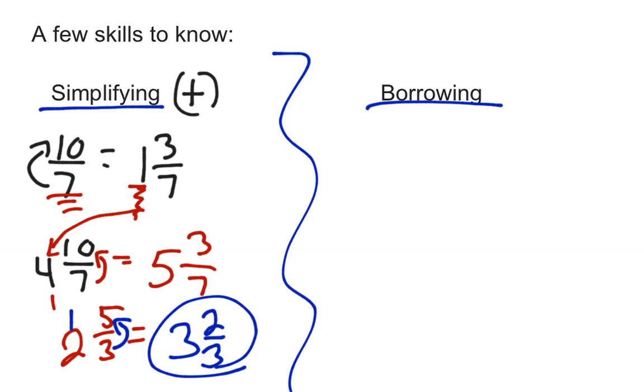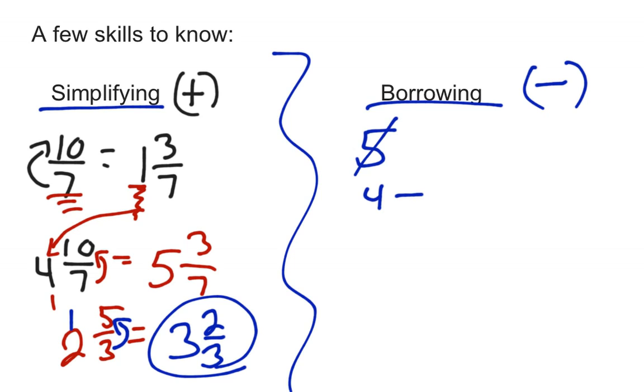The second thing is borrowing. And borrowing, you guys know, happens when we subtract. Okay, so what ends up happening is this. Let's just say I have a whole number 5. Now just like any type of borrowing, if I am forced to borrow from the 5, what ends up happening is when I borrow, that 5 is going to become a 4.